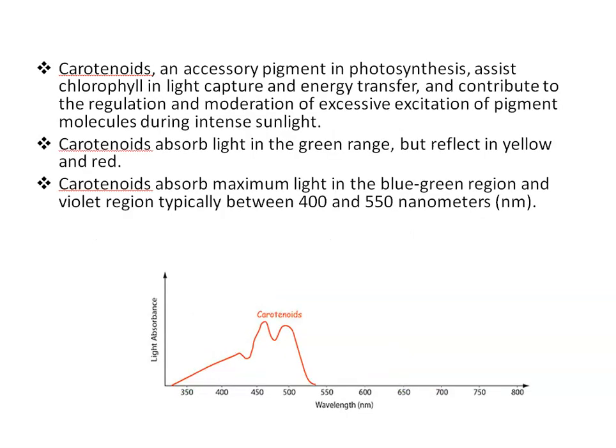Carotenoids are accessory pigments in photosynthesis. They assist chlorophyll in light capture and energy transfer, and contribute to the regulation and moderation of excessive excitation of pigment molecules during intense sunlight, right? Carotenoids absorb light in the green range but reflect yellow and red. Just look at this diagram. Carotenoids absorb maximum light in the blue, blue-green and violet regions, typically between 400 and 550 nanometers.